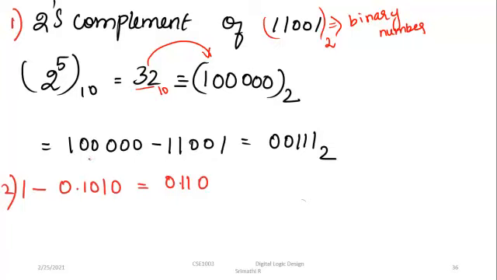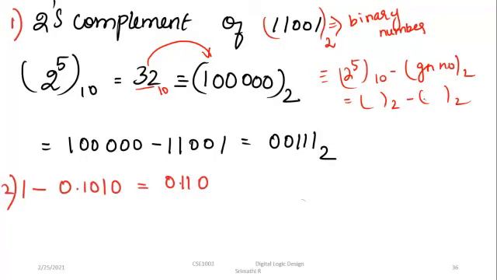If I need to take the 2's complement of the given number 11001, I subtract it from 2 power 5. This 2 power 5 in decimal has to be converted into its equivalent binary, and then you subtract the given number. After that, I end up with 00111 to the base 2.